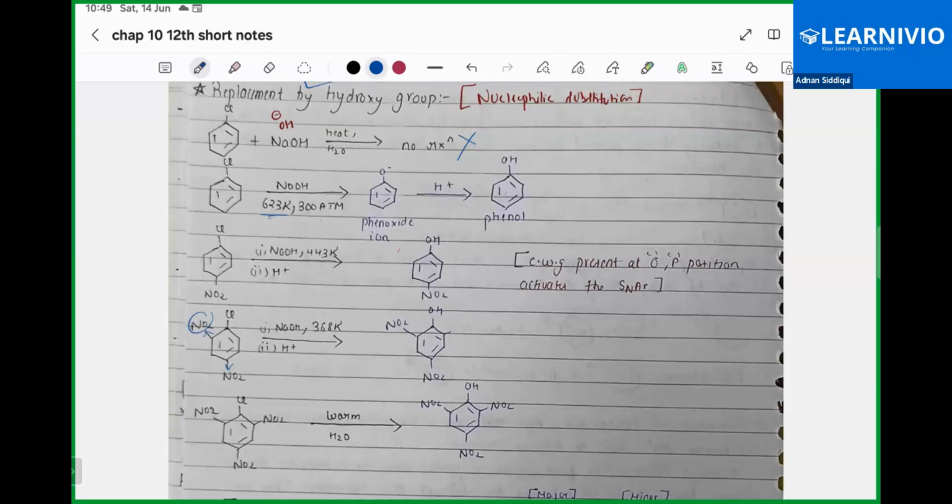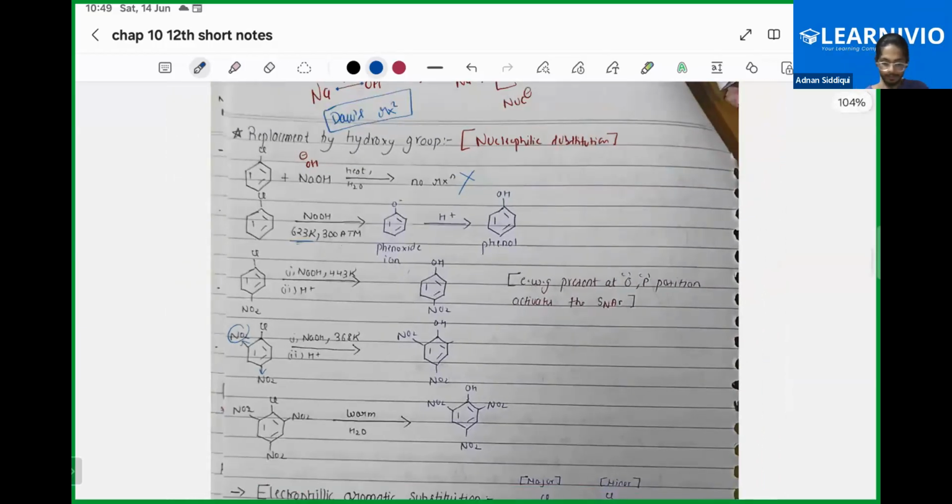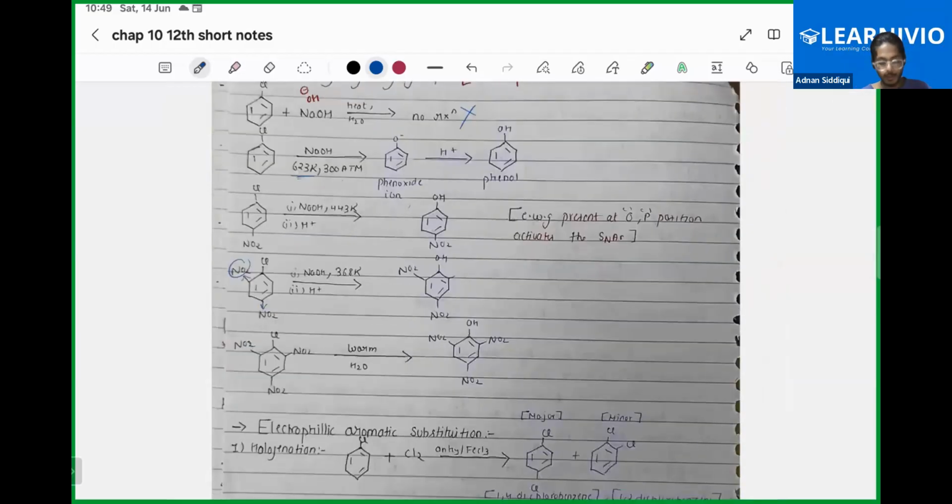Why are we introducing the group at ortho and para positions only? Why not the meta position? Because electron withdrawing groups can help there. Good. The meta position does not carry any charge, and the extra negative charge only revolves around ortho and para. The moment the negative charge comes at the ortho or para position, our electron withdrawing group extracts it, stopping our benzene from being electron rich. I hope it is clear. This is called the Dow reaction, the Dow process.